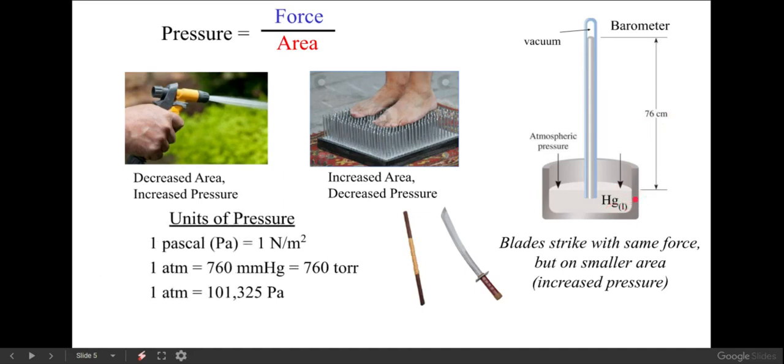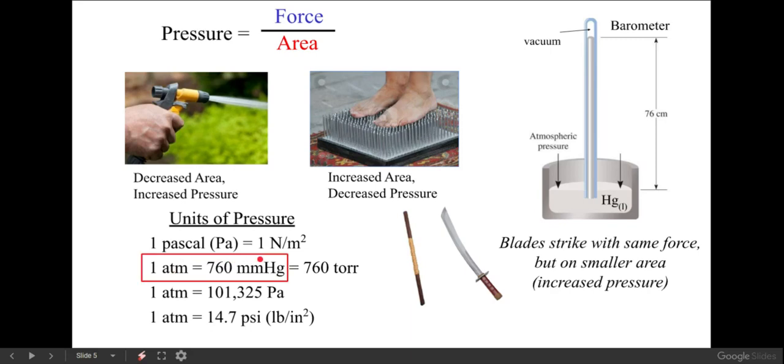And so there are a lot of different types of units. The SI base unit is the Pascal, which is derived from newtons per meter squared. A Pascal is like 1 in 100,000th of an atmosphere. Oh, down here, there are 101,000 pascals in an atmosphere.